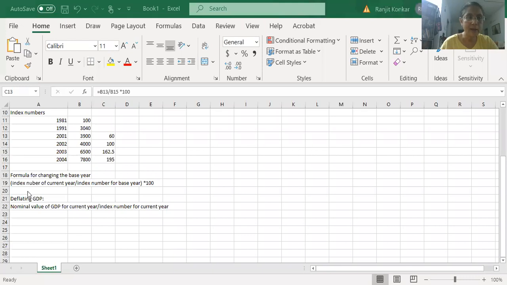So the formula for deflating GDP is the nominal value of GDP for the current year divided by the index number for the current year. That index number can be the CPI number, or the WPI number, whichever you have decided. As I said, the nation usually uses CPI combined. You take the nominal value of GDP, which is the current prices multiplied by the quantity produced, divided by the index number for that current year, and what you get is called real GDP. Current prices multiplied by quantity produced is called nominal GDP. The deflated value of GDP using the index number is called the real GDP, because it is real. It is not just an illusion created by inflation.